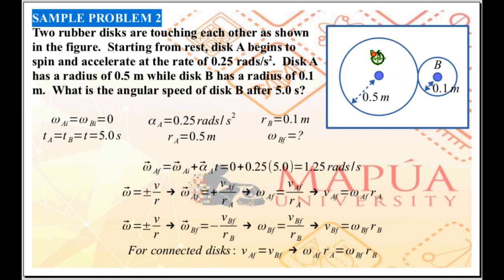It is spinning in the counterclockwise direction, which means B will be spinning in the opposite direction. It will be spinning in the clockwise direction. So A is counterclockwise direction, B is clockwise direction.